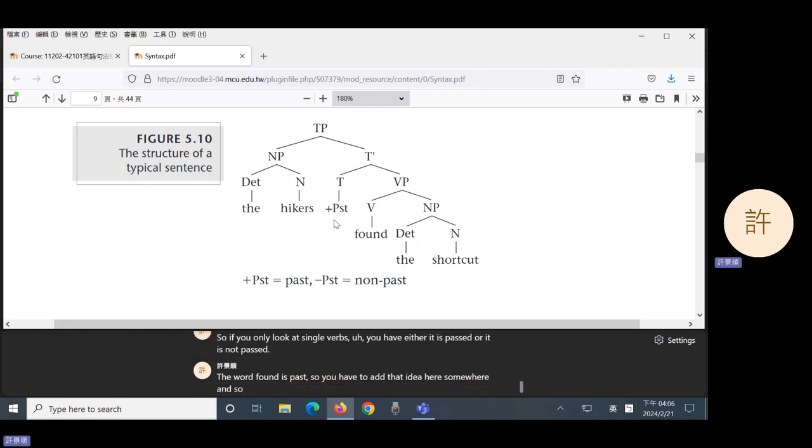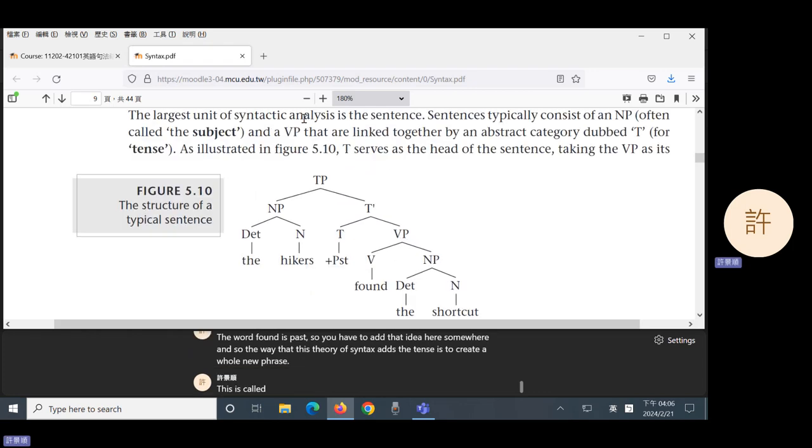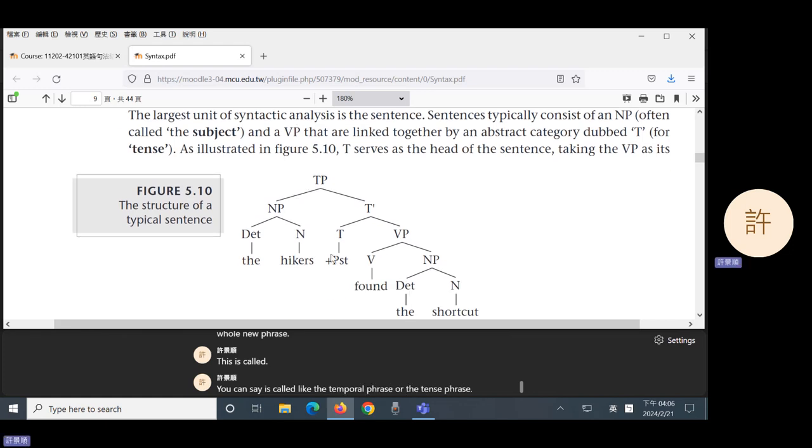And so the way that this theory of syntax adds the tense is to create a whole new phrase. You can call it the temporal phrase or the tense phrase. The head is tense. The key idea is that it is in the past. What is in the past? This verb phrase happens in the past. And on the left, this is the specifier of the whole situation. It limits the situation. Somebody found a shortcut. Who found it? The hikers, nobody else. It's a limit.